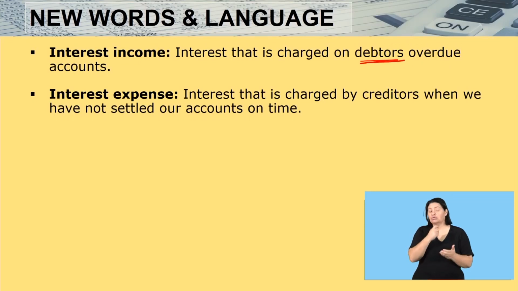And the next one is interest expense. Interest expense is charged by creditors when we have not settled our accounts on time. You now understand already what are creditors: individuals or businesses whom we bought goods on credit from. The moment we do not pay our accounts on time, they will charge us interest, and that becomes interest expense. We encourage our businesses to pay on time so that we do not ruin the relationship that we have with our creditors.